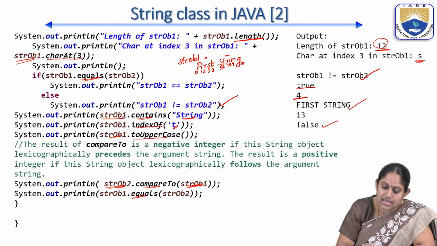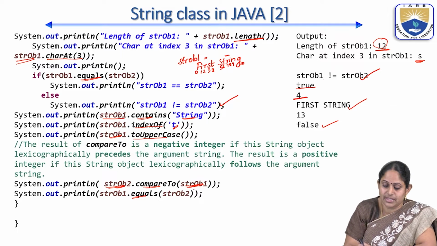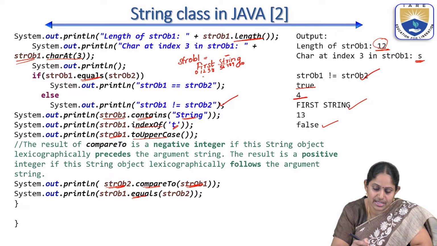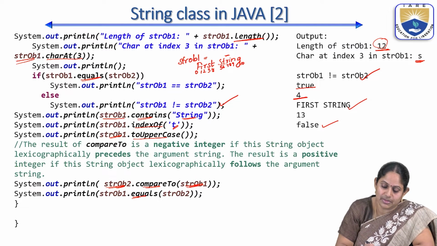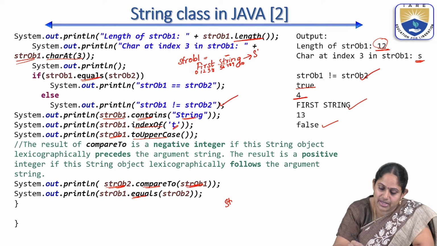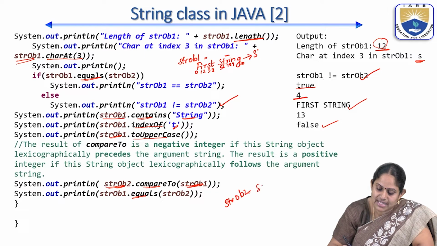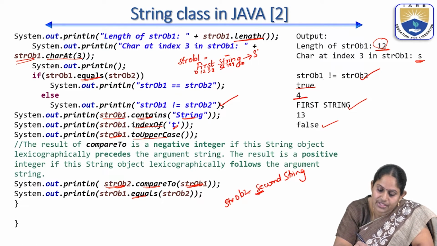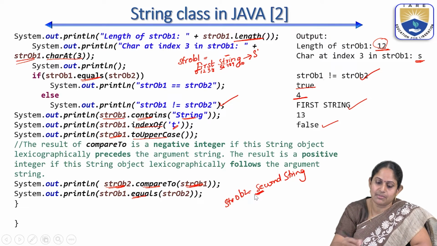And it will find the difference of each of the strings. So strOb2 is the second string and strOb1 is the first string. When they compare lexicographically, the first character S itself comes after F. In the dictionary, S comes after F.